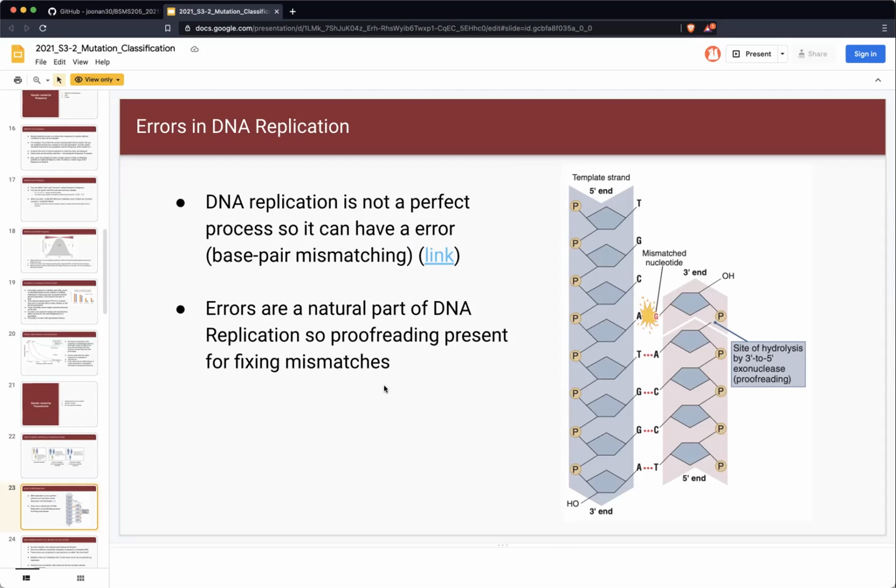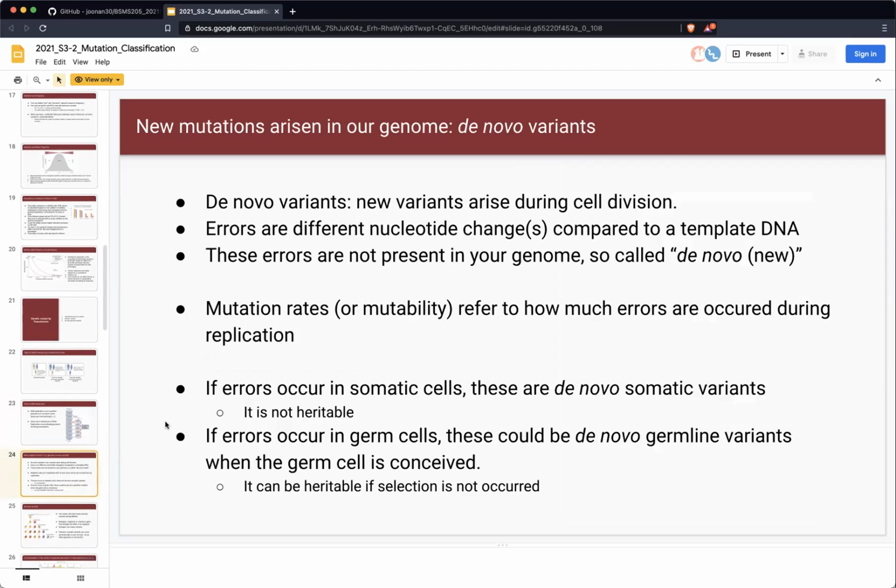What biological organisms have in their system is a proofreading system in our body. Proofreading means that when DNA replication happens, your cells know that errors must be in the replicated DNA strand. The proofreading system goes into that area, looks at the errors, and fixes the mismatches. You probably learned these systems in molecular biology.